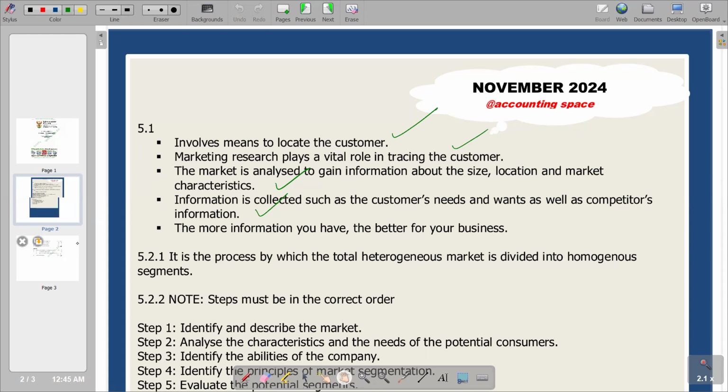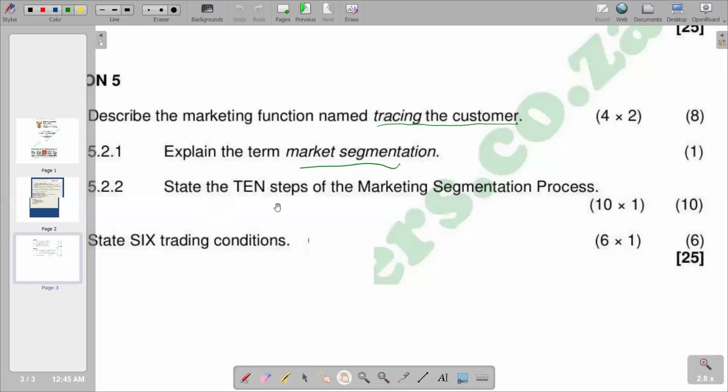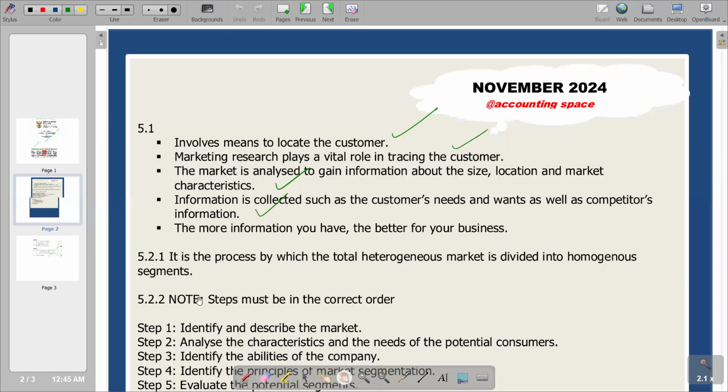Moving on to the next question, it says, state the 10 steps of the market segmentation process. So we need to state the 10 steps, but obviously they have to be stated in their order. Which one starts first? Which next step do we go to, up to the end? So we have to state them in their order. We see that we have a note that steps must be in the correct order. It is very important for you to take note that your steps must be in the correct order.